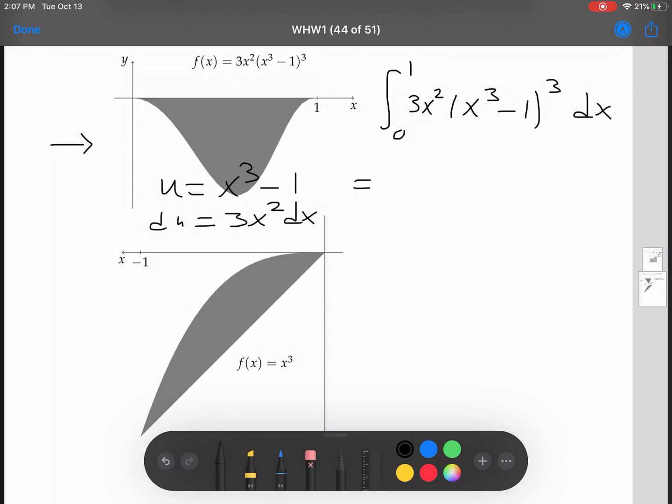Okay, so let's see, u of 0 is -1, and u of 1 is 0. So we get that. We have u cubed, notice this is du.